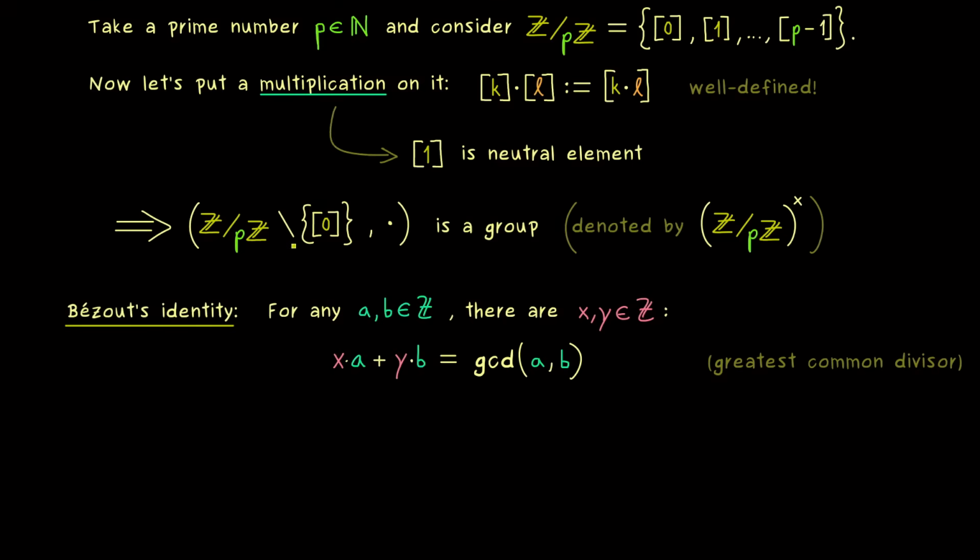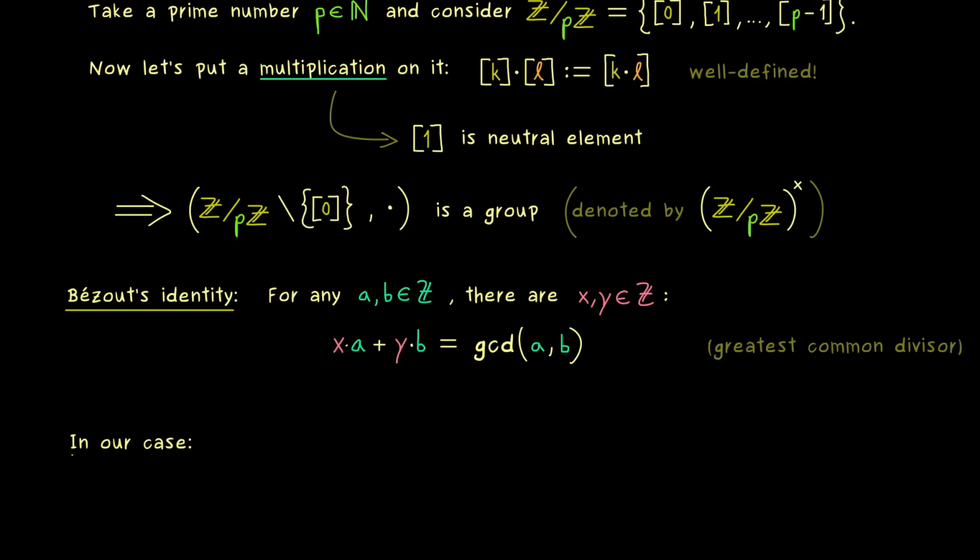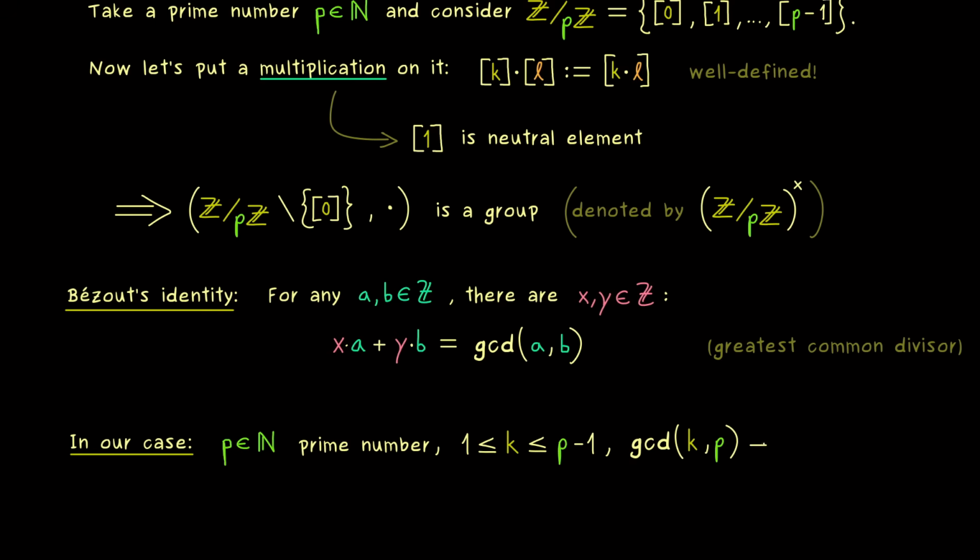to our group here. So you know we consider a prime number, which means that the greatest common divisor is quite simple. And moreover, the other numbers we are interested in can be chosen to be smaller than p. This means that our number k here lies between 1 and p minus 1. And this immediately implies that the greatest common divisor between p and k is equal to 1. Hence Bezout's identity looks quite simple in this case.